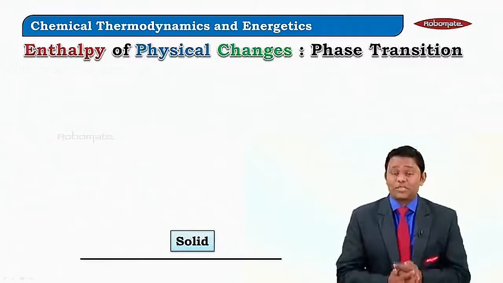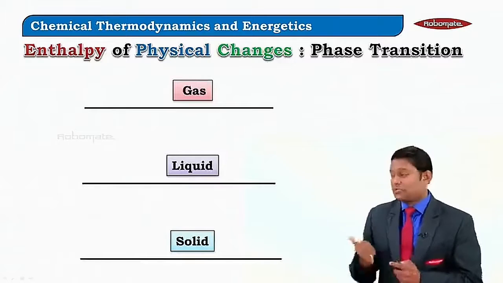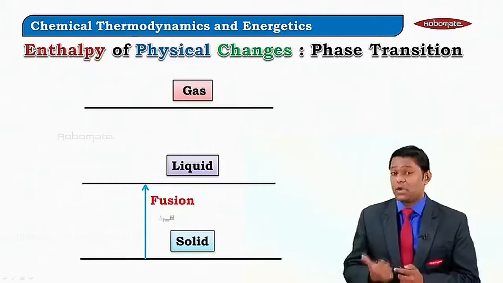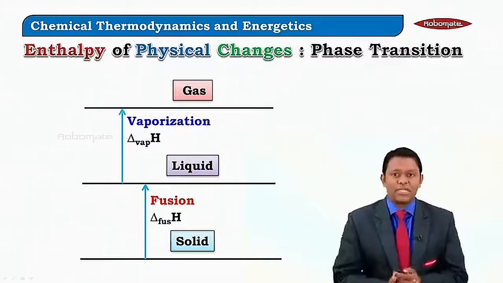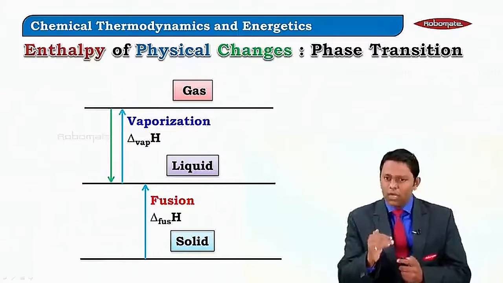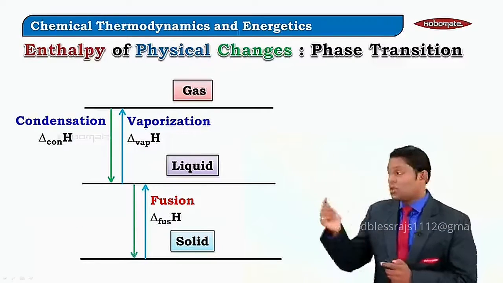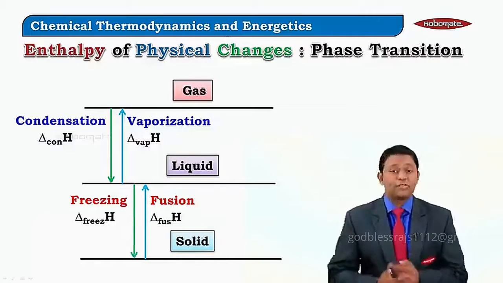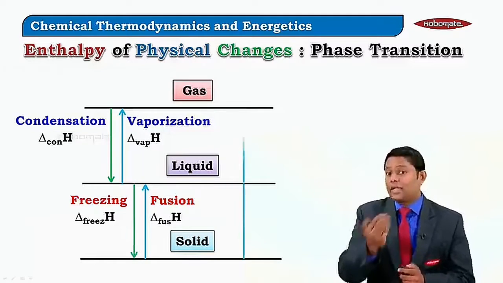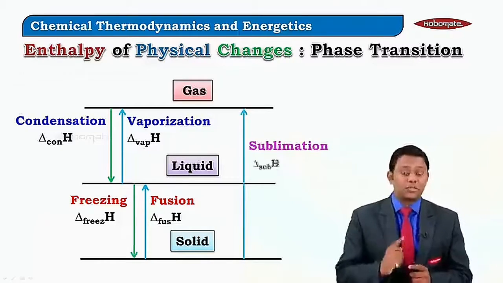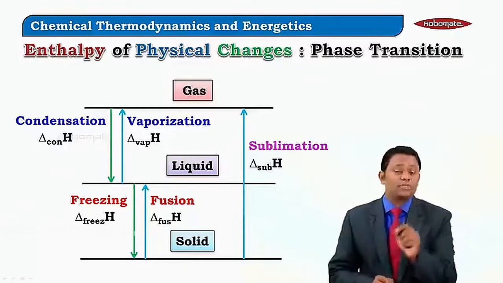Suppose in phase transition we have solid, liquid, and gases. If the substance changes from solid to liquid, it is called fusion. From liquid to gas, it's called vaporization. From gas to liquid, it is called condensation. And from liquid to solid, it is called freezing. And if the system goes from solid directly to gas, it is called sublimation. But do remember, in sublimation, the liquid state comes into the picture.